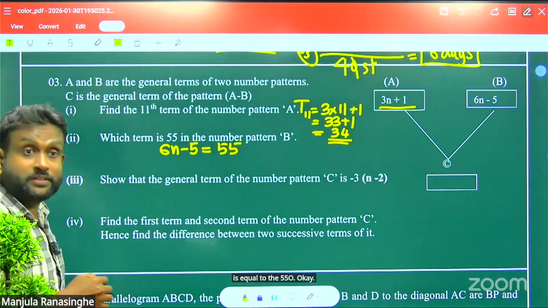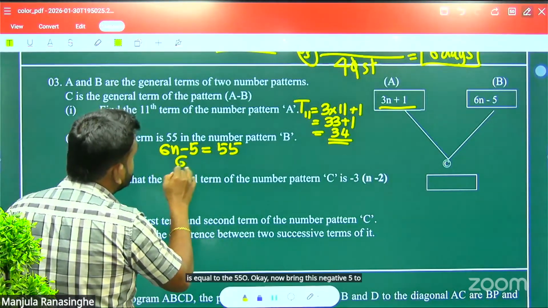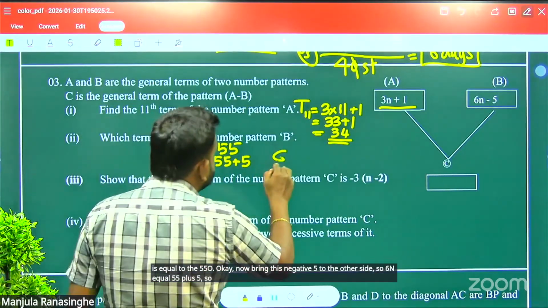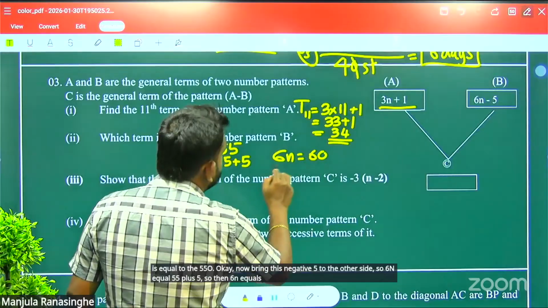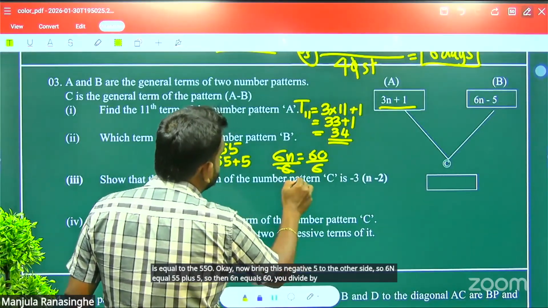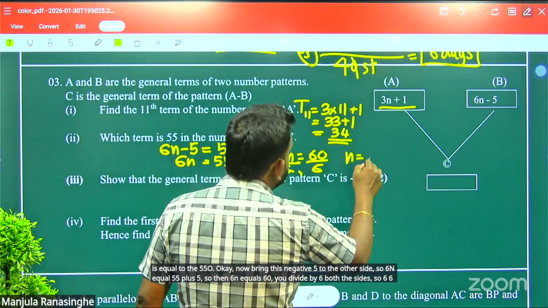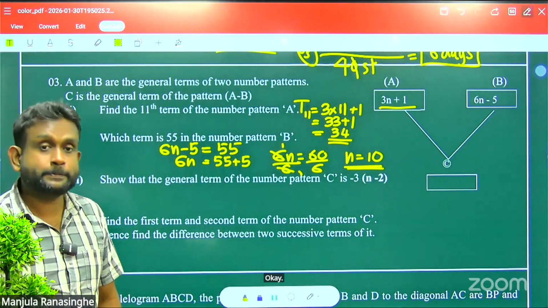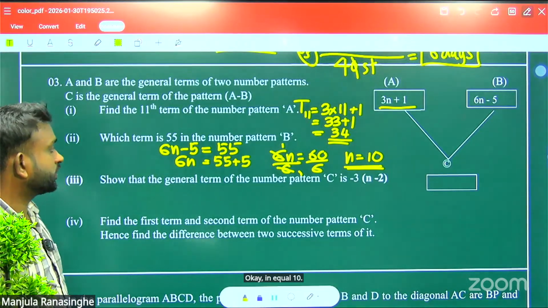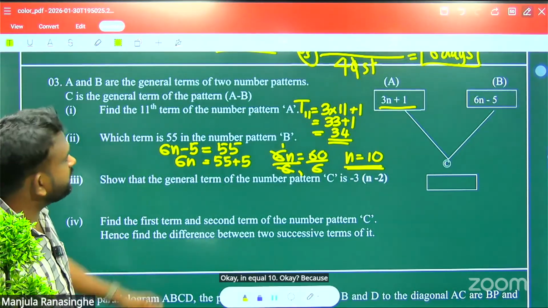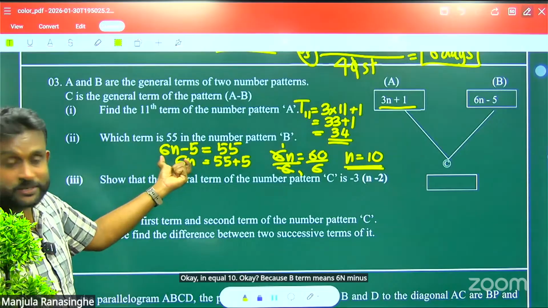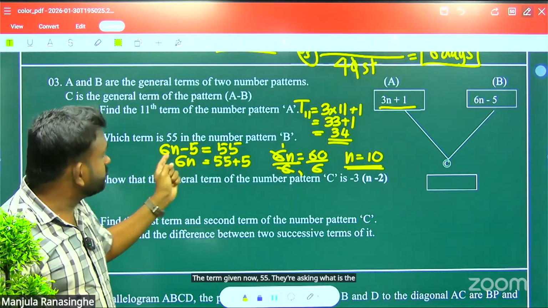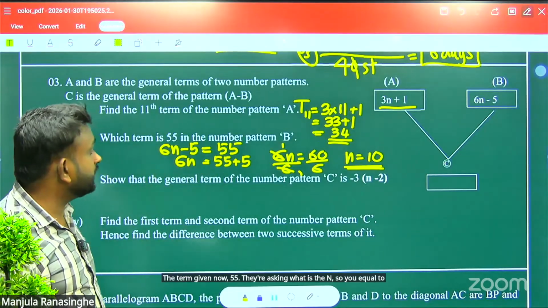Okay, now bring this negative 5 to the other side. So 6n equals 55 plus 5. So then 6n equals 60. You divide by 6 on both sides. So 6 cancelled. So n equals 10 there. Okay, n equals 10. Because the B general term is 6n minus 5, the term given is now 55. They're asking what is the n. So set it equal to 55 and make n the subject.